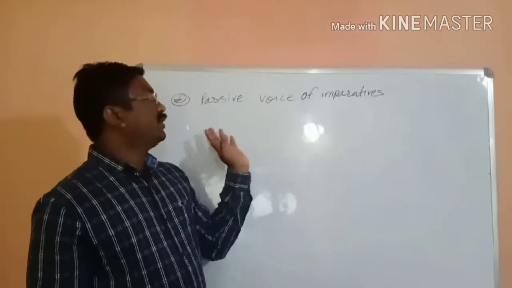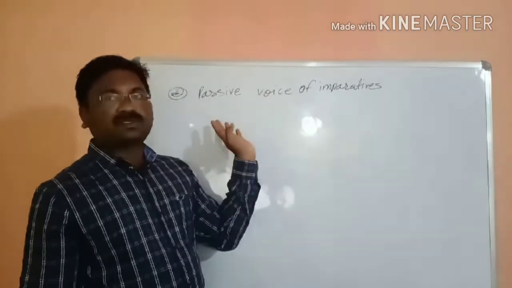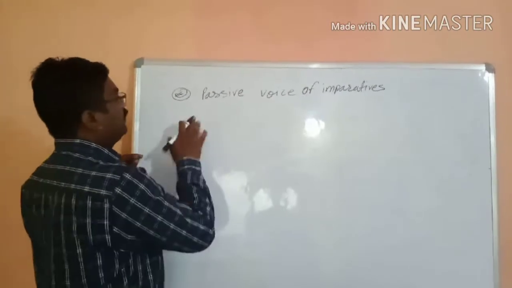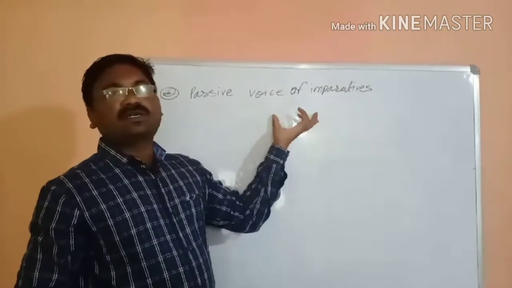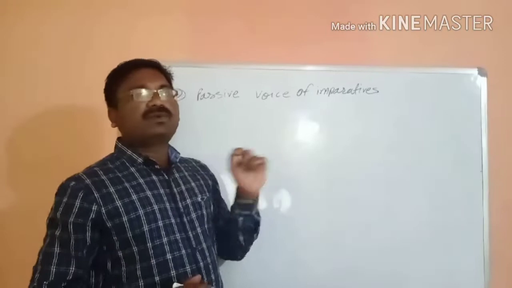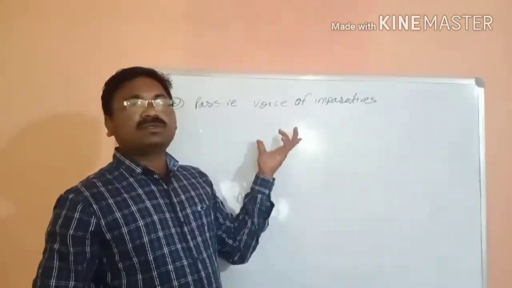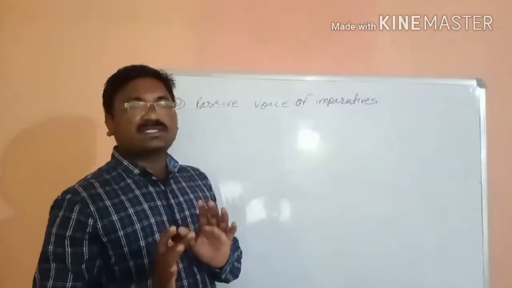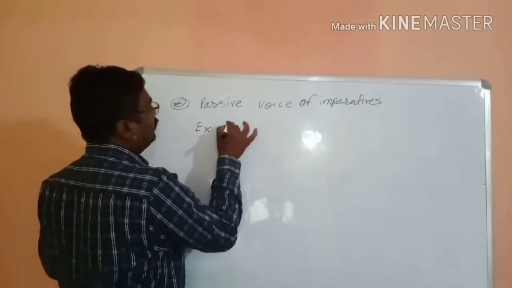Dear students, now we are going to see how to make imperative sentences passive voice. How to make passive voice of imperatives. This one we are going to see. Imperative means whatever the commands are there, orders are there, requests. So these sentences are called imperatives. One feature of imperatives I will tell you. These imperatives mostly always start with a verb, the main verb.